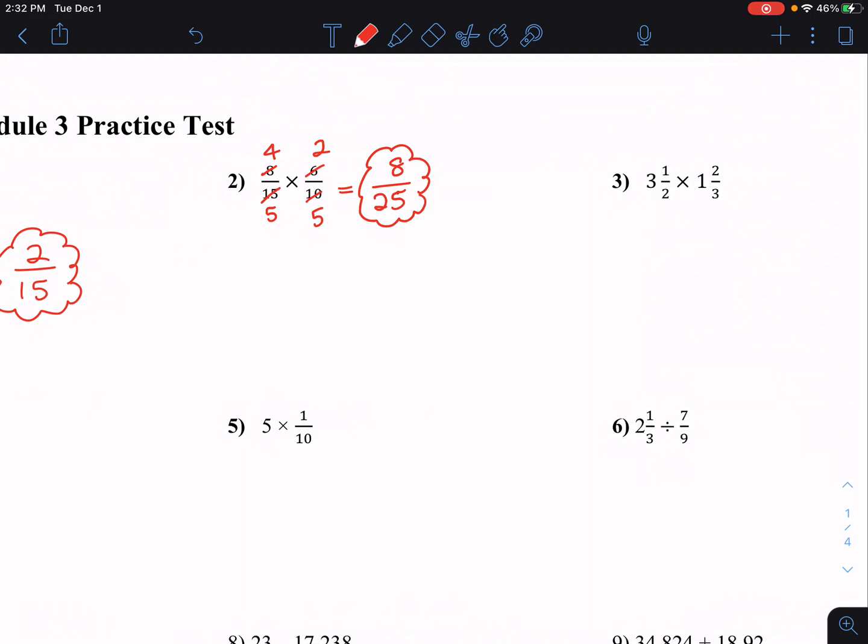For number 3, I'm going to change it into an improper fraction first. So 7 over 2 times 5 over 3. Nothing can be simplified, so I'm going to go straight across the top, and that's 35. Straight across the bottom is 6, so 35 over 6.